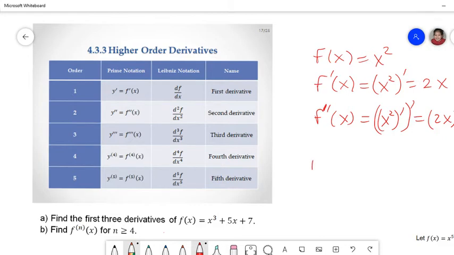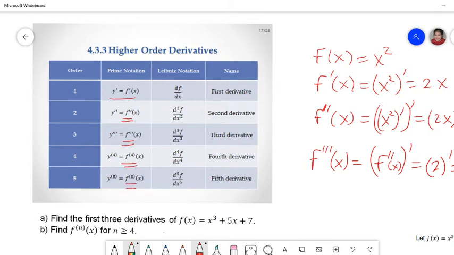Now, if we are taking the third derivative, it means we take the derivative of the second derivative. The second derivative is 2, and the derivative of 2 is equal to 0. So we have this notation here: the first derivative, the second derivative, the third derivative, the fourth derivative, the fifth, it goes like this.